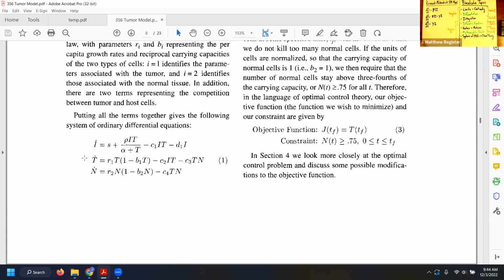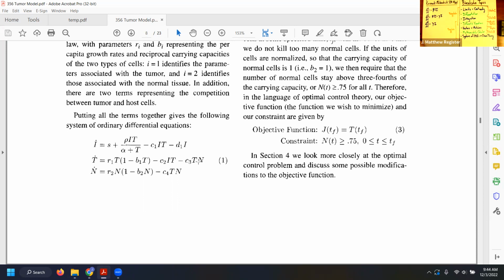For the rate of change of tumor cells, we have this first term right here, R1 of t times 1 minus B1 of t, which is our logistic growth curve. And so this is the standard logistic growth term, which is going to represent an increase up to some carrying capacity. We then have this term here, which has the interaction of immune cells and tumor cells. When immune cells and tumor cells interact with one another, it has a negative response on the growth rate of tumor cells. So the number of tumor cells is going to die off.